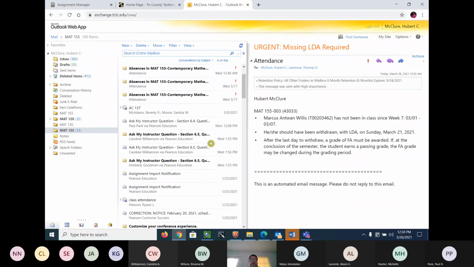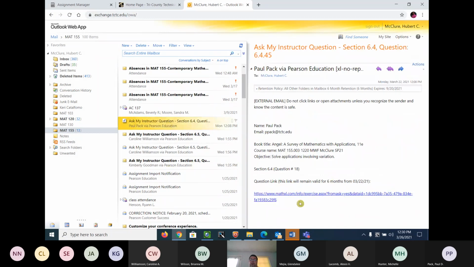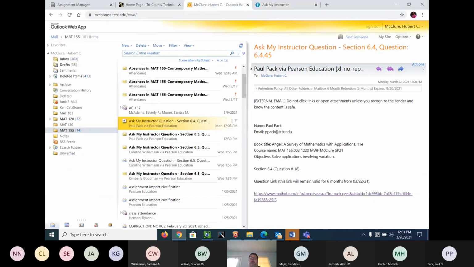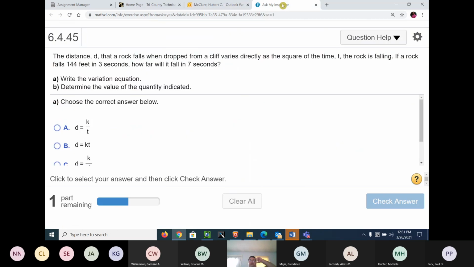Okay, looks like we got a 6.4 to go over. 6.4, 155,003. And that is 6.4, 45, 6.4, 45/18. And let's see what this one looks like. Go ahead and write it down.